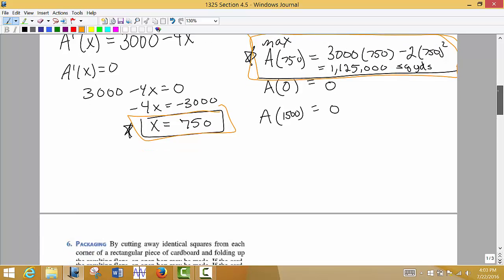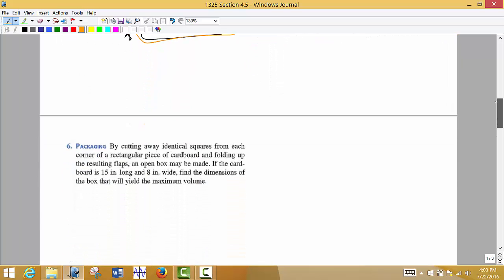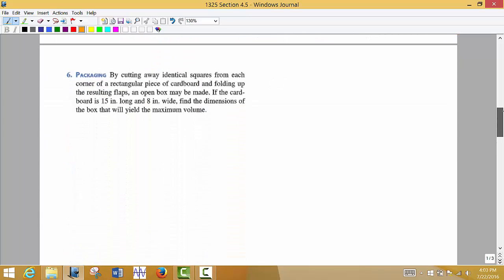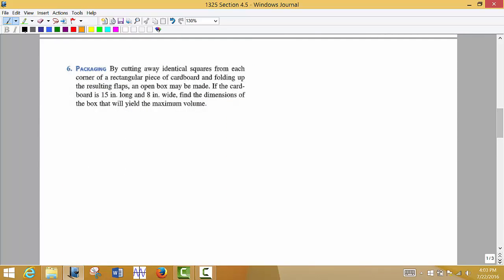All right, for this example, it helps to have a nice visual of what's going on. One thing that I would encourage you to do is take a piece of paper, and this is what I usually do when I'm in class. In the example it says cardboard, and what we want to do is cut squares out from the corners of the piece of paper or the cardboard.